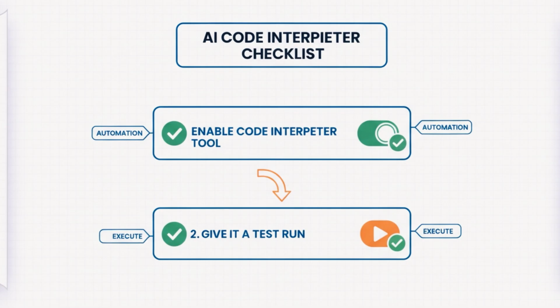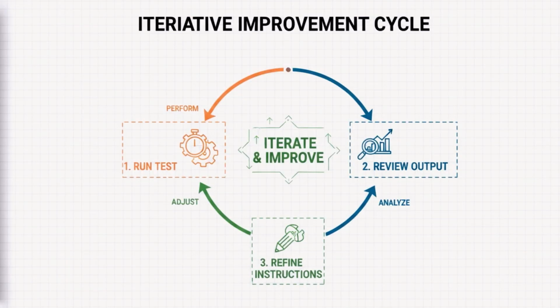Finally, you give it a test run. Drop in a sample file and watch it work. If the output isn't quite right, you don't fire it, you just refine the instructions. Maybe you add, "Don't just list the data, give me insights into why these trends might be happening." You coach it, just like a real employee.